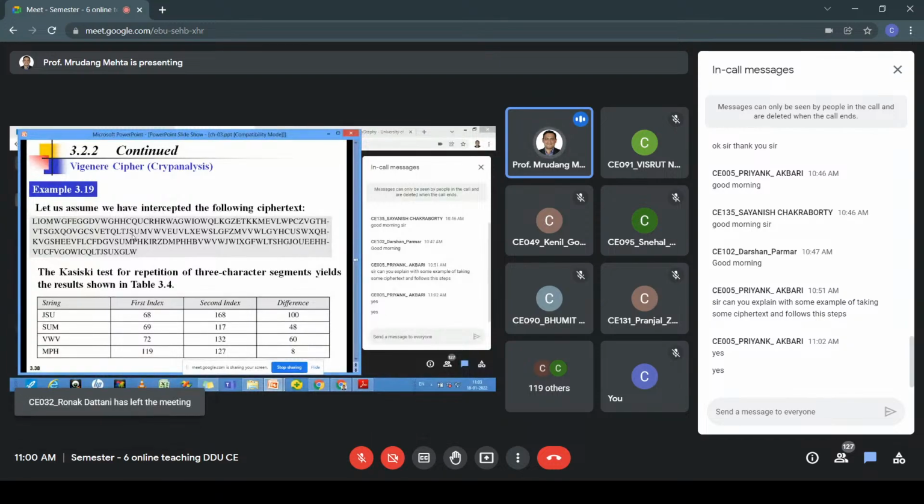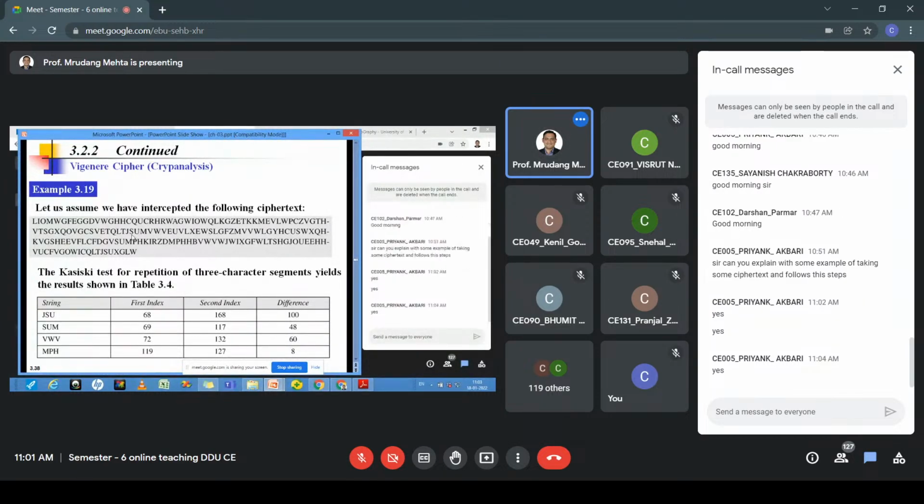If you see the second segment, SUM is also repeated. SUM first appeared at 69. Can you see this SUM first index? And the second index at which it appears is 117. So 69 and then 117. Can you see this 117?